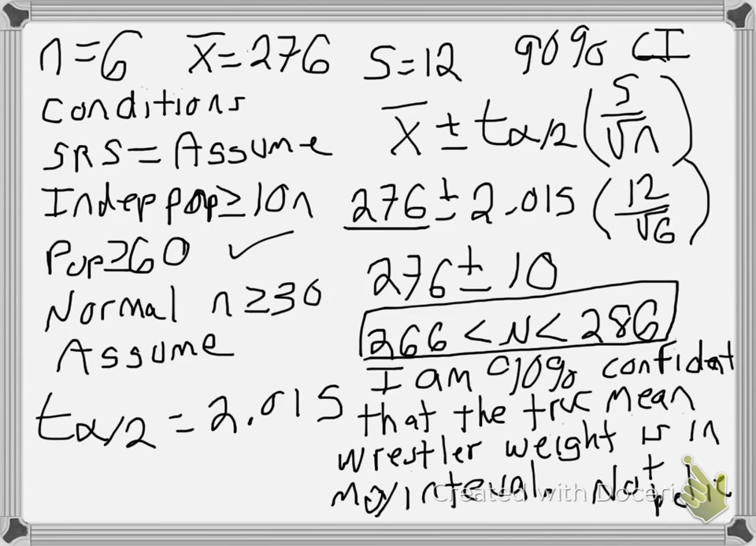Now, what if I said that the average weight was 290? Well, we're 90% confident that it's between 266 and 286. 290, is that pretty close to 286? I'd say yes. So could that be believable? Yes. But 310, that's a bit off.